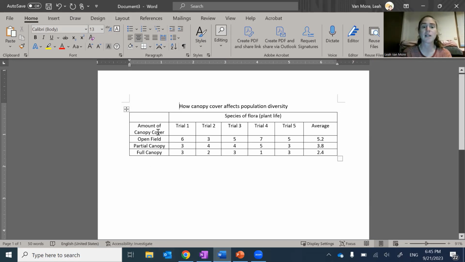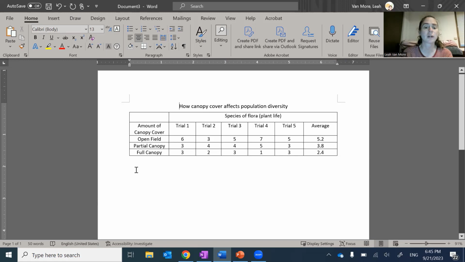But you can see they had three different conditions: open field, partial canopy, and full canopy. And then these were their averages. In the open field, there was an average of 5.2 different species per square meter. In the partial canopy, there's an average of 3.8 species per square meter. And then in the full canopy, there was an average of 2.4 species per square meter.